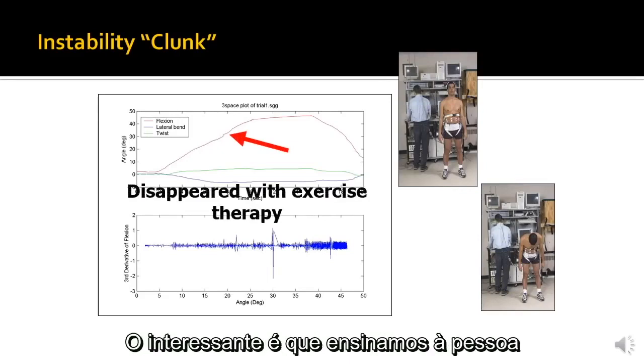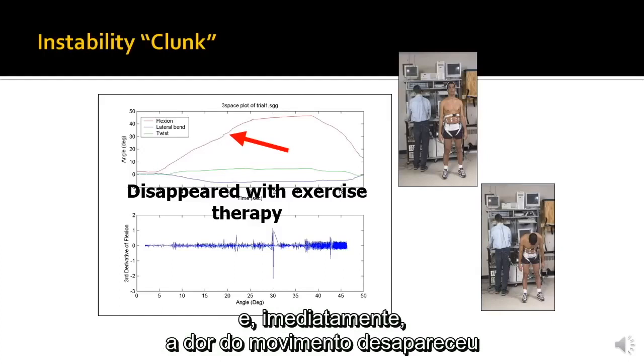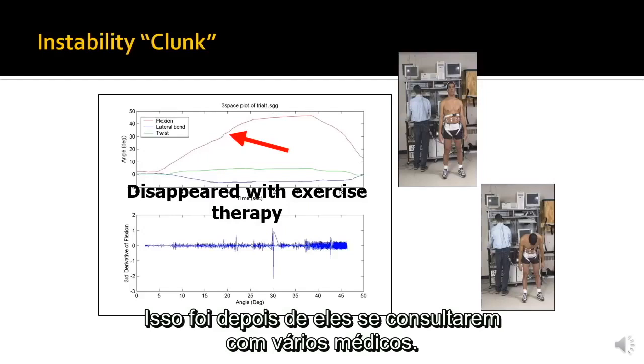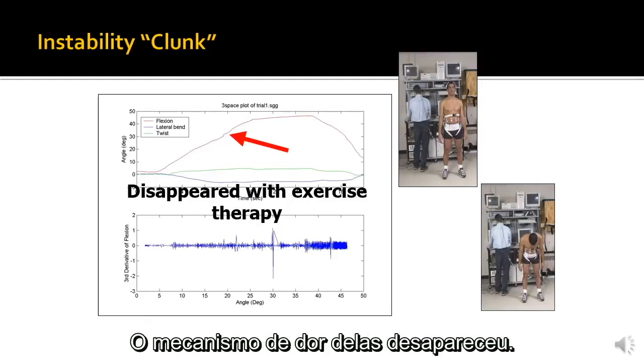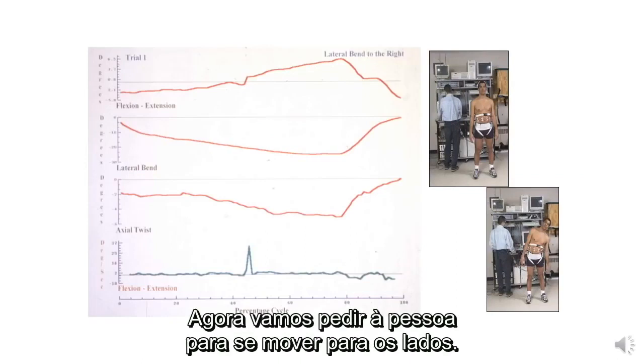Well, what's interesting is that we were able to show the person a stiffening muscle controlling pattern, and immediately the movement catch disappeared and the person was pain-free. This is after them seeing many different clinicians and their mechanism of pain going unrecognized. Now let's have the person move to the side.